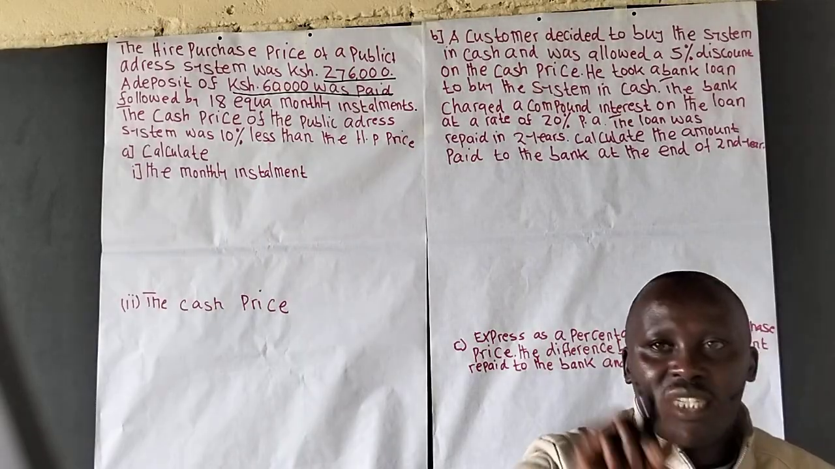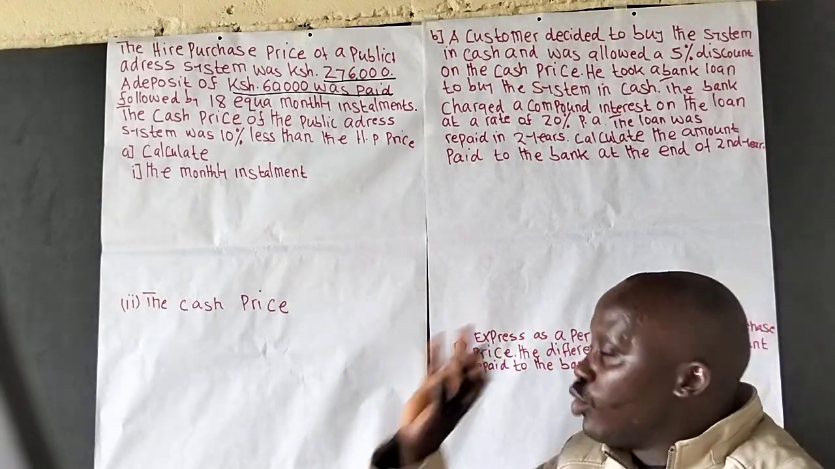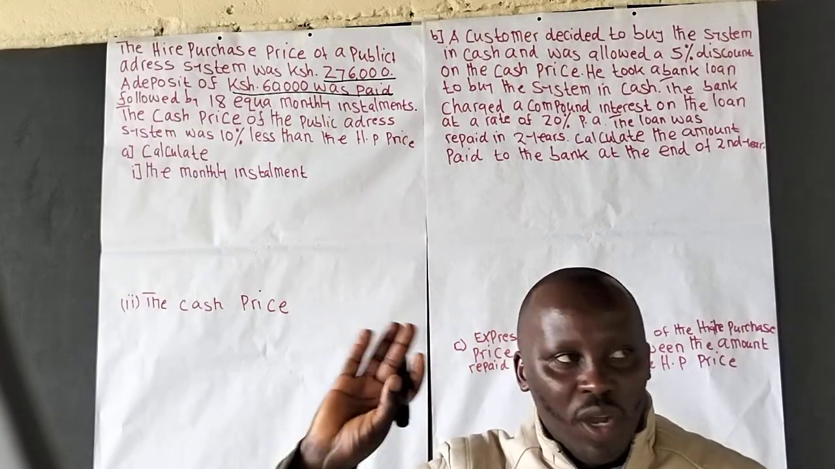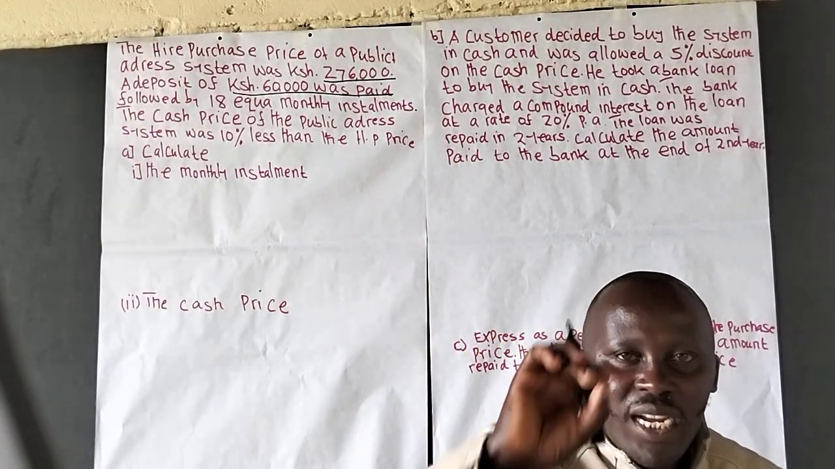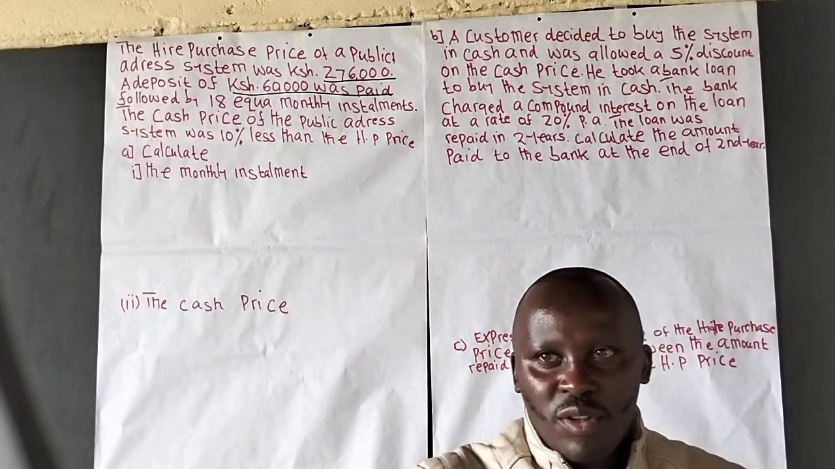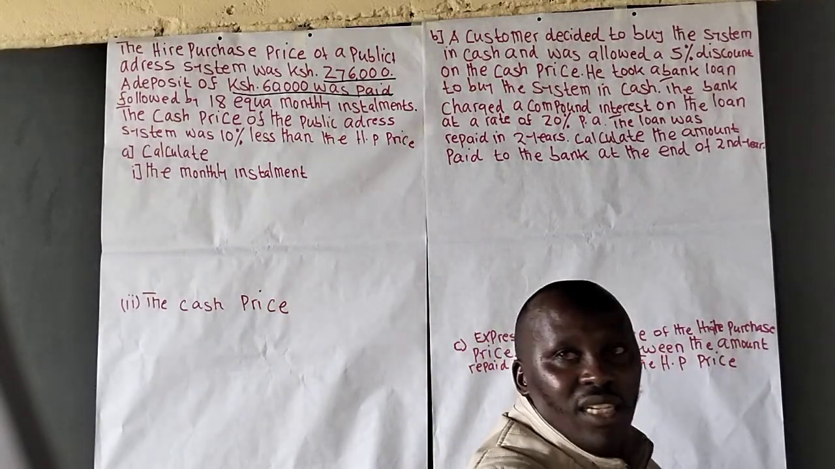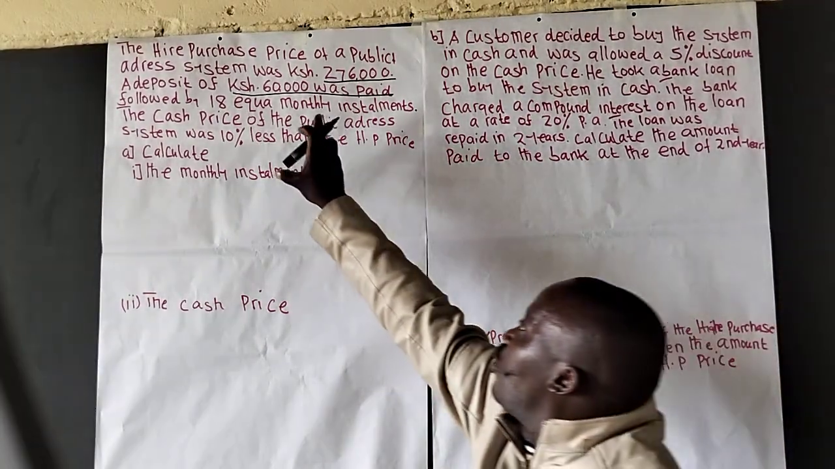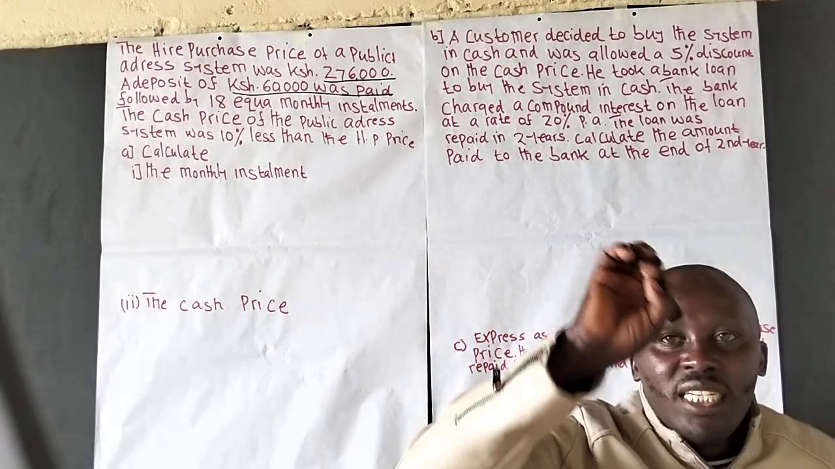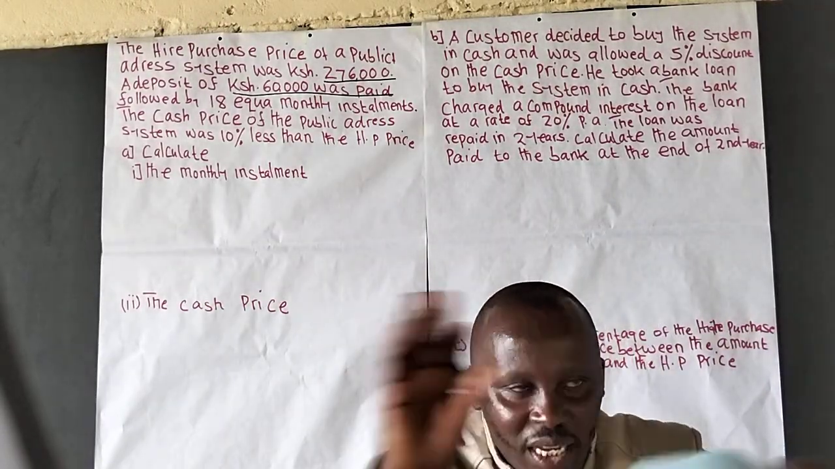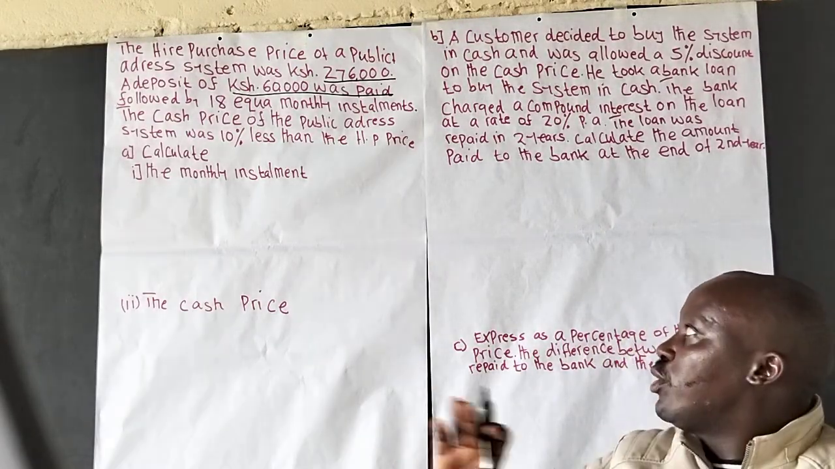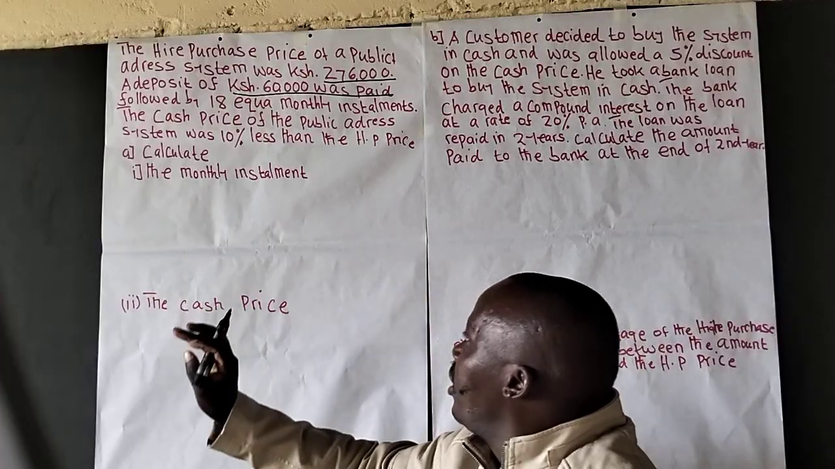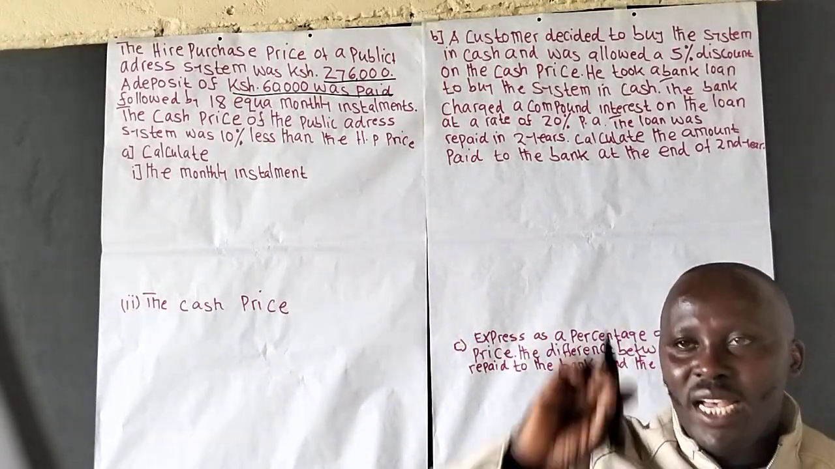So you understand here that the hire purchase price is 276,000. A person can decide to purchase by paying 276,000, but first paying a deposit of 60,000, and then he or she will be given the public address system. The remaining amount after paying the deposit is paid in 18 months, by paying a certain amount every month. The cash price of the public address system was 10% less than the hire purchase price.